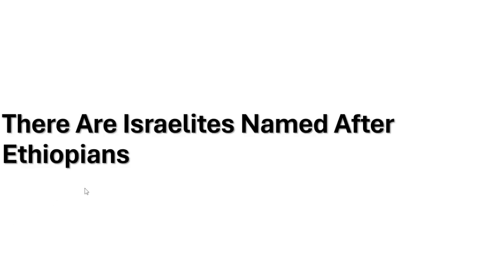One of the things the Israelites are compared to, really there are two I'm going to focus on in this video, which are the Egyptians and the Ethiopians. And the first thing we're going to touch on is that there are Israelites named after Ethiopians. So this is a comparison.